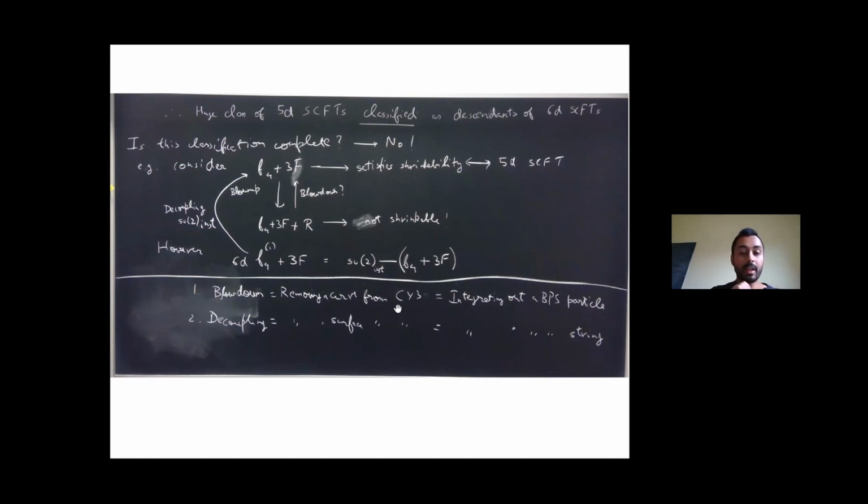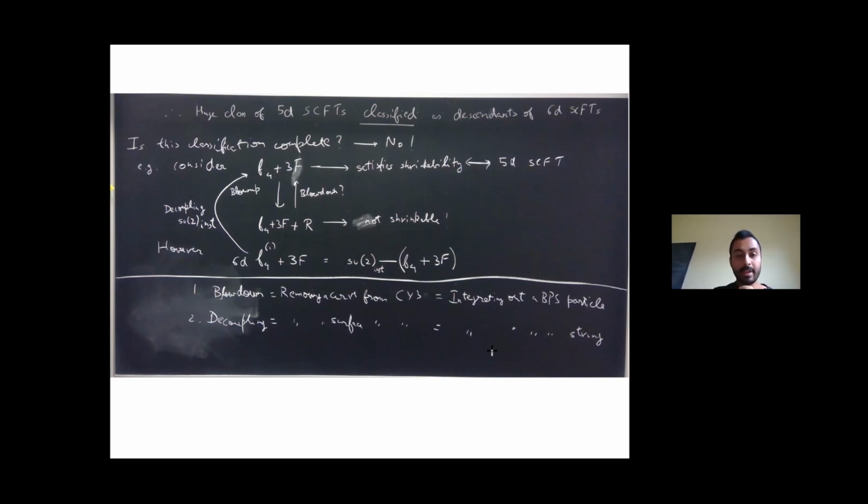And now, as we discussed, if you wrap an M2 brane on a compact curve inside a Calabi-Yau three-fold, then you obtain a BPS particle in the 5D theory. So the first kind of RG flow corresponds to integrating out a BPS particle from your 5D theory. The second kind of example: if you wrap an M5 brane on a compact surface in your Calabi-Yau three-fold, you obtain a BPS string in the 5D theory. So the second kind of RG flow can be understood as integrating out a BPS string from a 5D theory.